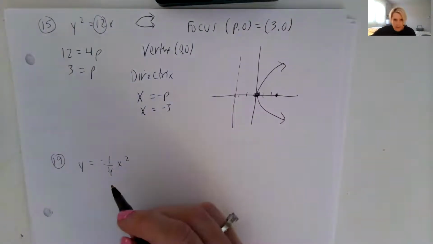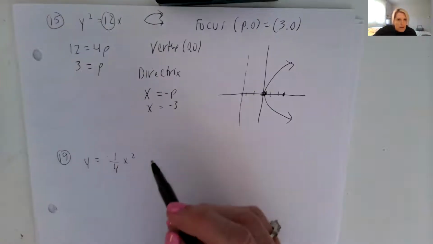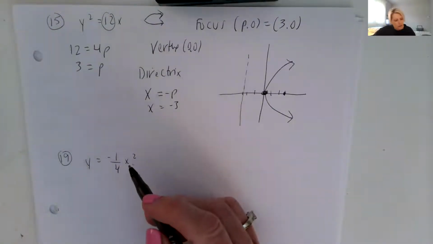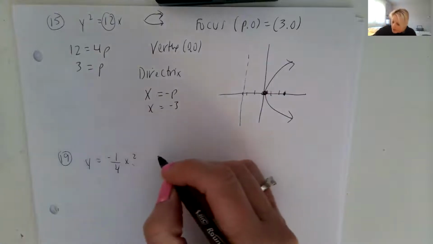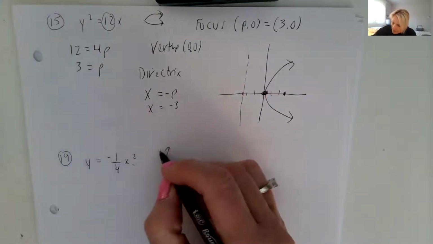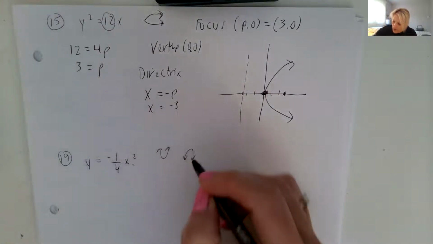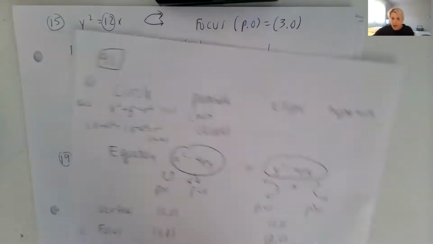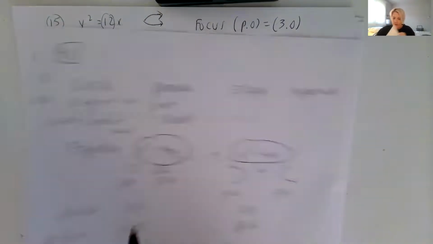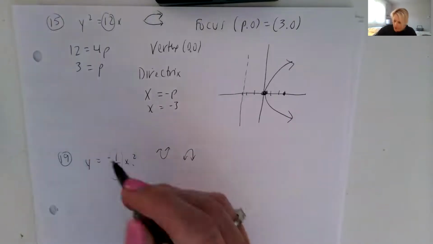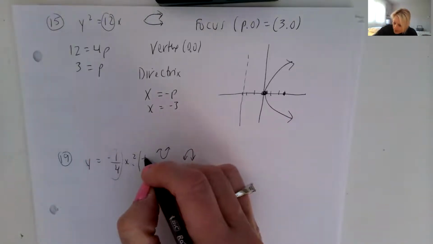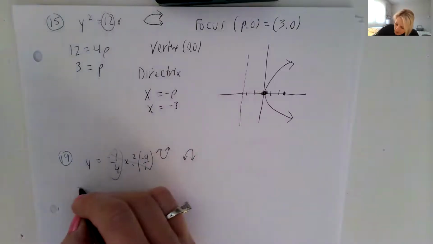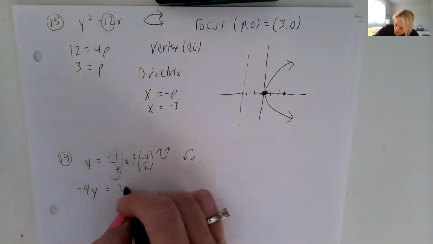Okay, number 19. This one is y equals x squared. So we know it's going to be either face up or face down. I'm going to get this in the form where x squared is alone. So I'm going to move this coefficient to the other side by multiplying by negative 4 over 1 so that those cancel. So I'm going to multiply by negative 4 over here, and so we get that.